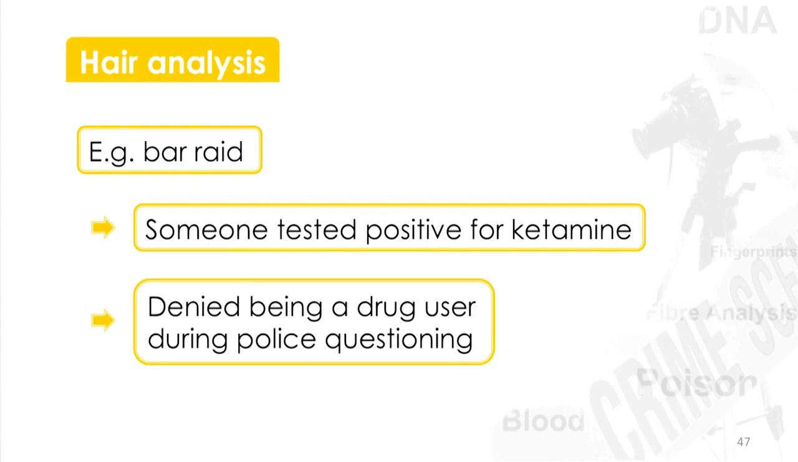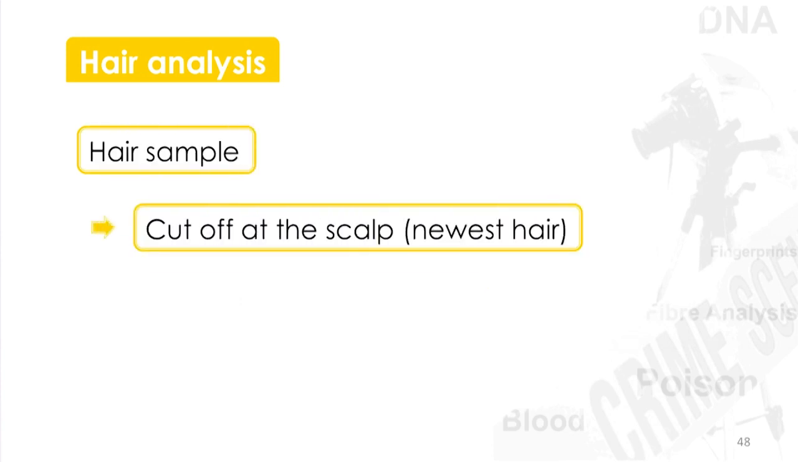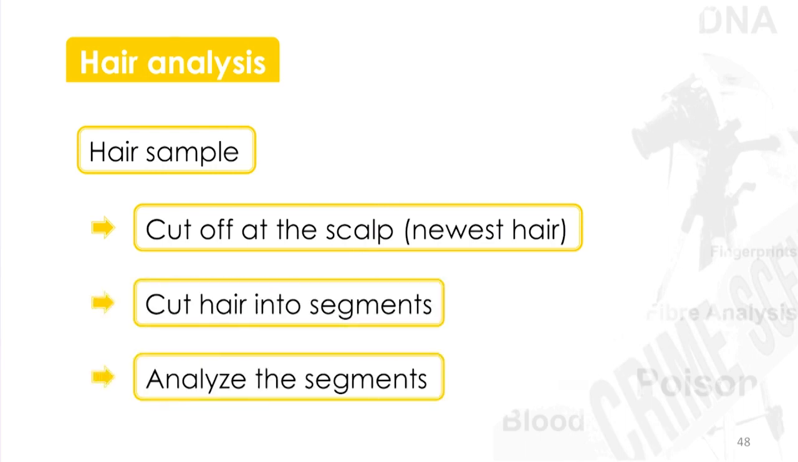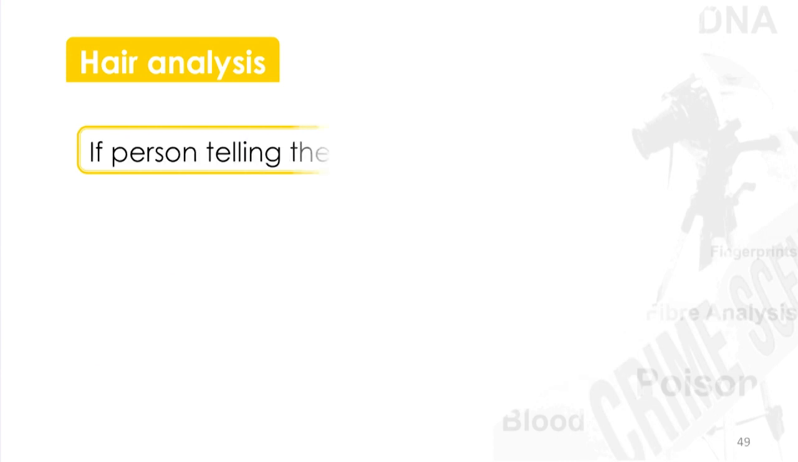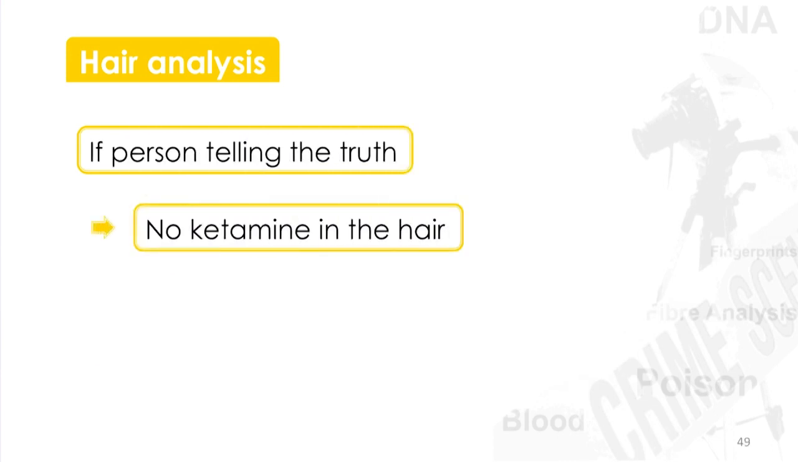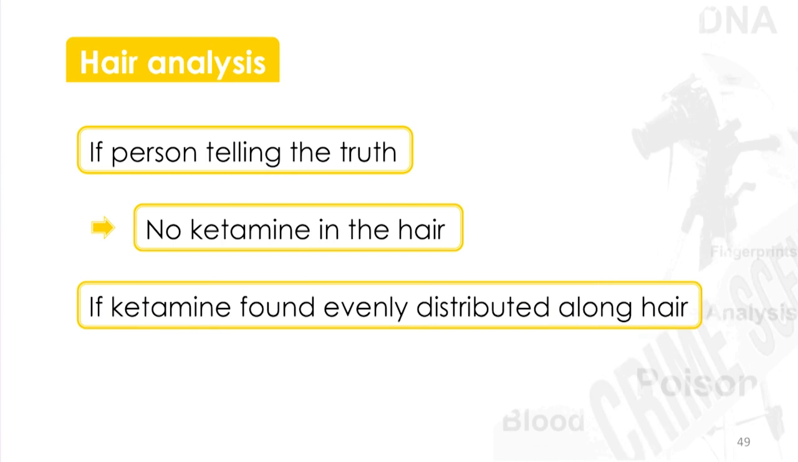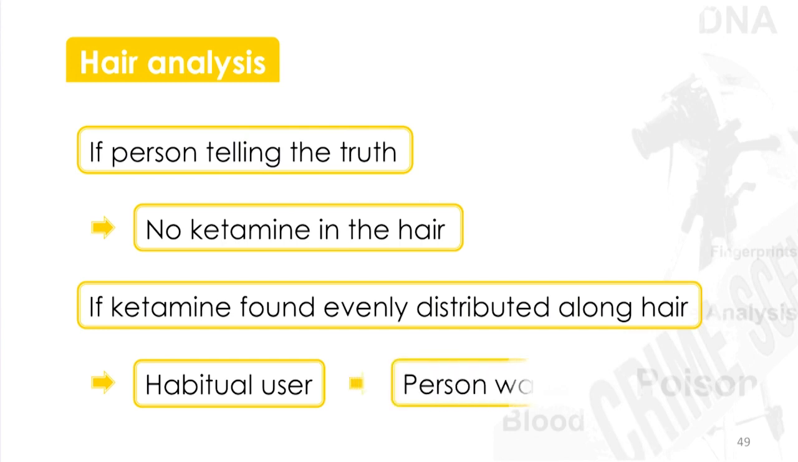You can do it by hair analysis. Take a hair sample, cut off at the scalp. At the scalp will be the newest hair. Cut it into segments, analyze the segments. If that person's telling the truth, then there will be no ketamine in the hair. But if you find ketamine relatively evenly distributed along the hair, then it tells you that person is a habitual user and they're lying. So hair analysis helps us determine and reconstruct the past in terms of a person's chemical exposure.